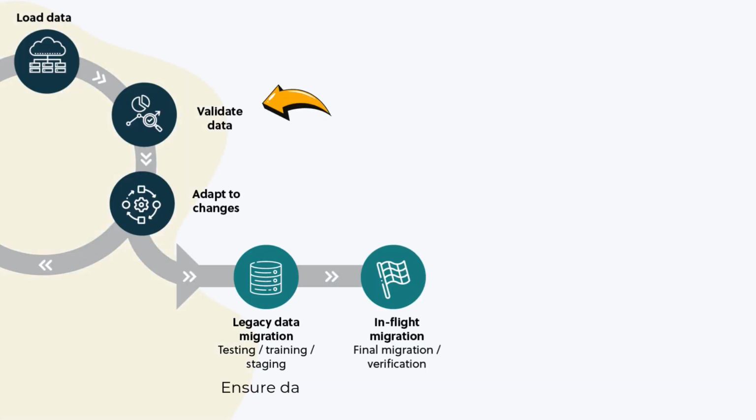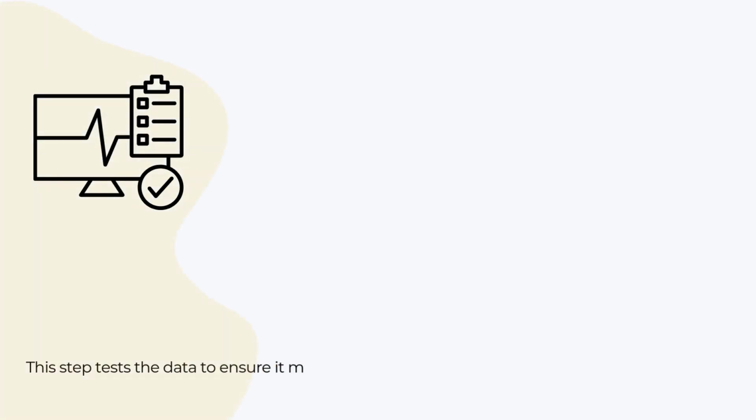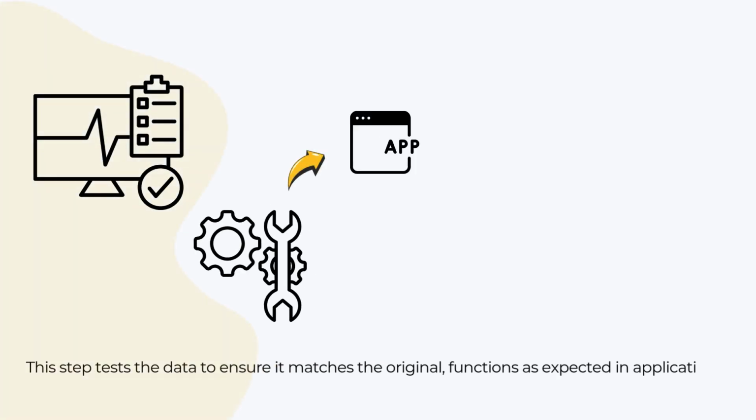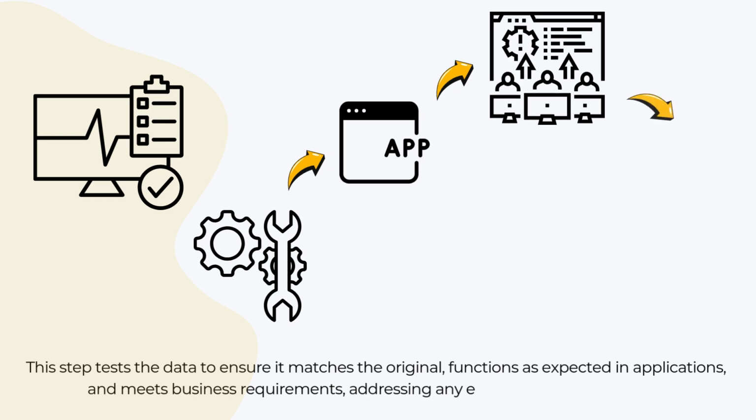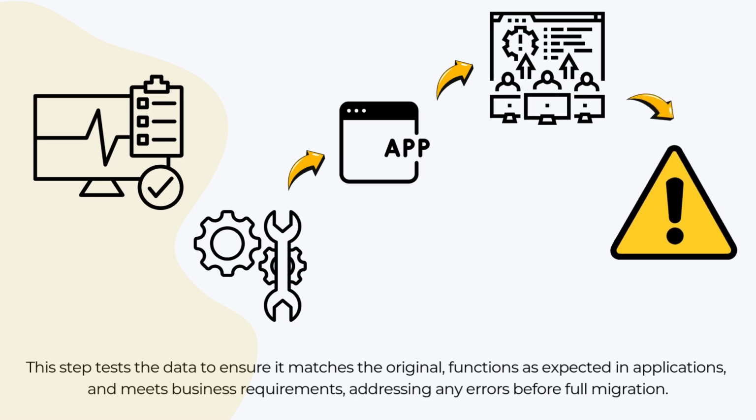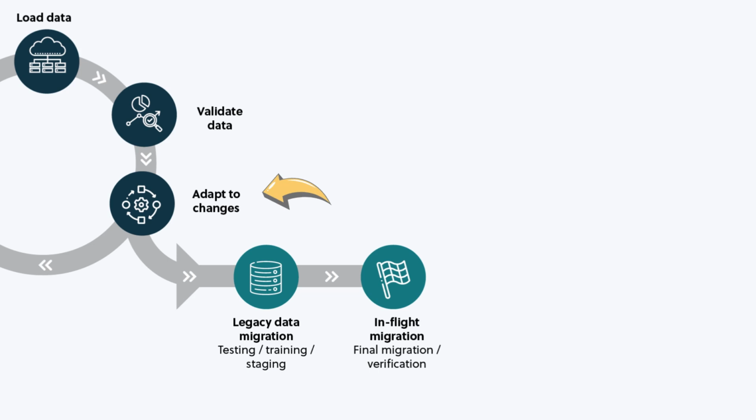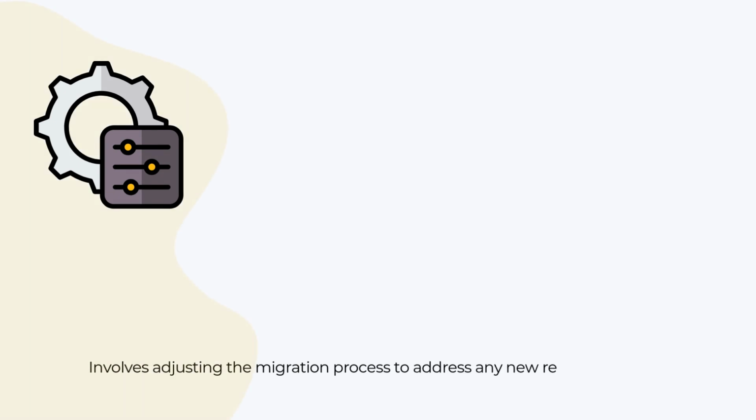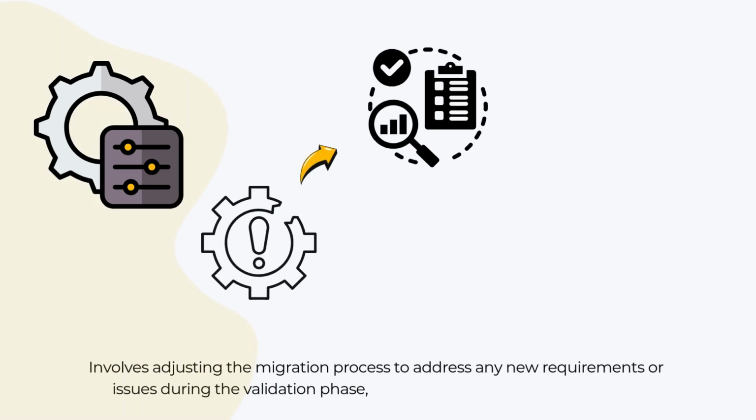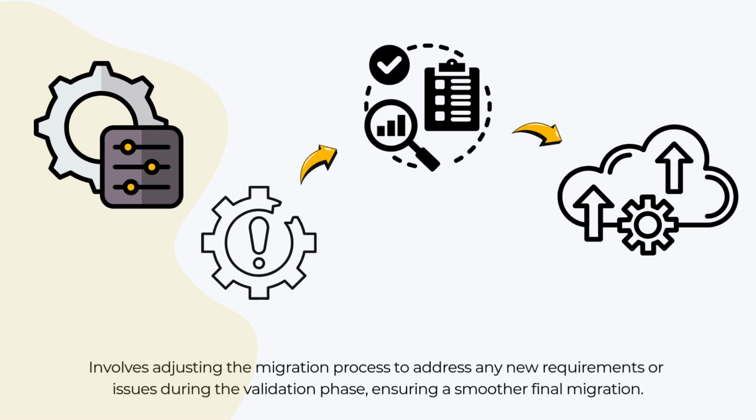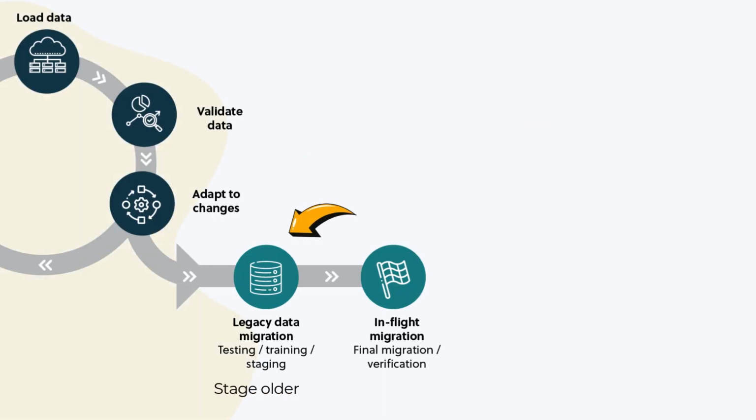Validate data. Ensure data accuracy and performance. This step tests the data to ensure it matches the original, functions as expected in applications, and meets business requirements, addressing any errors before full migration. Adapt to change. Address issues and optimize processes. Involves adjusting the migration process to address any new requirements or issues during the validation phase, ensuring a smoother final migration.